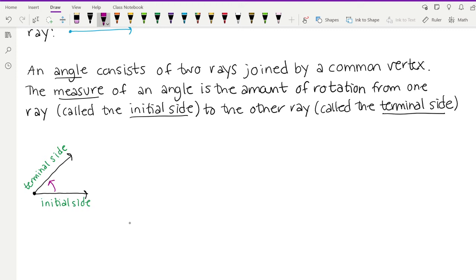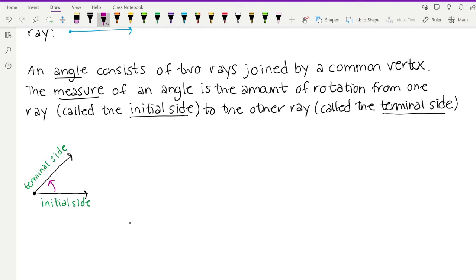By the way, I know there's a lot of new vocabulary here. This definition probably feels a little bit overly complicated. I don't want you to worry too much about this precise definition. We are going to be using the words initial side and terminal side, so you do want to be aware of those two phrases. And then the other thing I want you to take away from this is this idea of measuring a rotation, the idea of thinking of an angle as an amount of rotation.